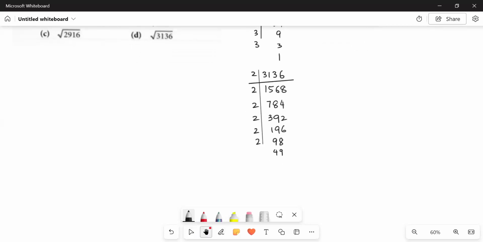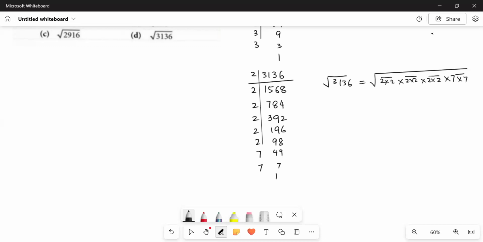Now this is an odd number, so we have to divide it by a number that is a factor of 49, which is 7. 7 sevens are 49, 7 ones are 7. So here come all the factors of 3136, that is 6 twos and 2 sevens. 2 into 2, one pair, 2 into 2, another pair, and 2 into 2 is the third pair. Next, we have a pair of 7. So it gives us 2 into 2 into 2 into 7.